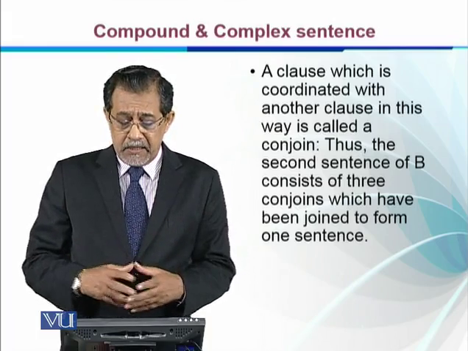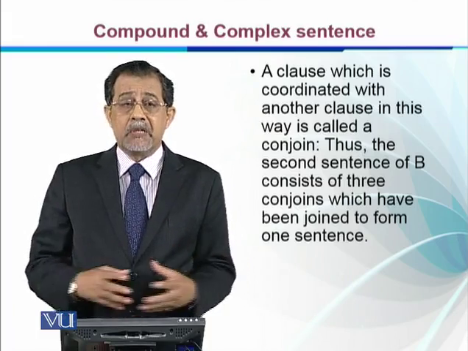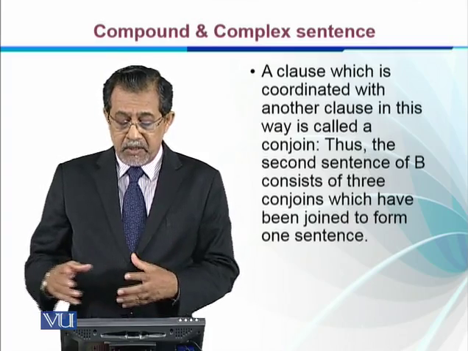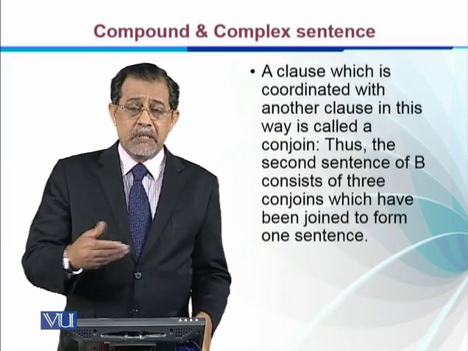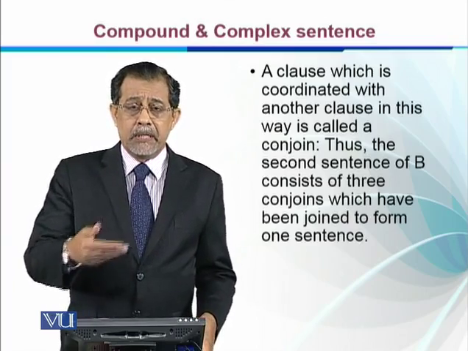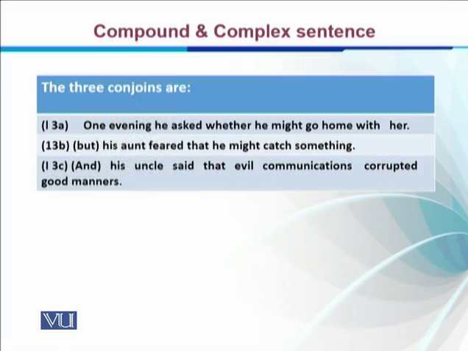I repeat it: a clause which is coordinated with another clause is called a conjoint. Thus the second sentence of B consists of three conjoints which have been joined to form one sentence. So more clauses are joined in text B. The three conjoints are: 13A, one evening he asked whether he might go home with her; 13B, but his aunt feared that he might catch something; 13C, and his uncle said that evil communication corrupted good manners. These three conjoints have been joined by the coordinators but and and.